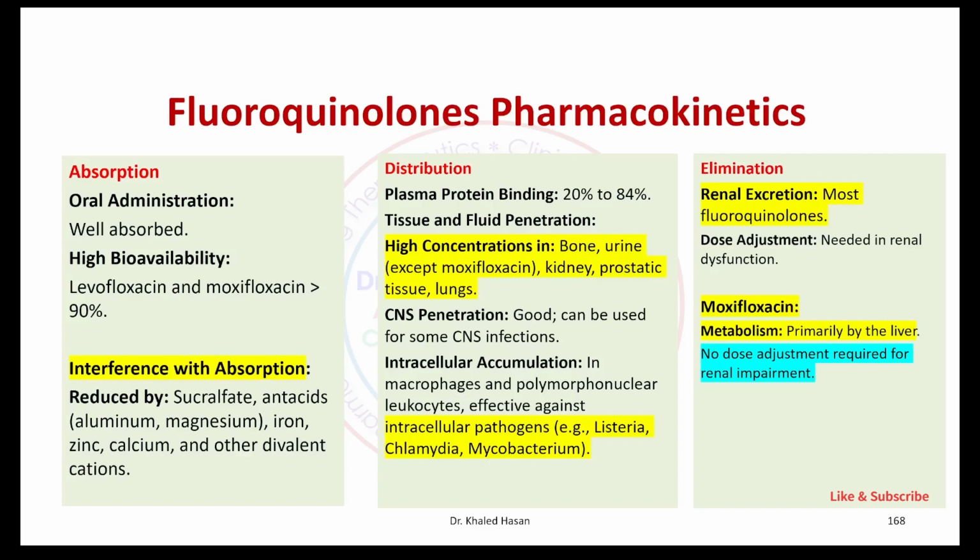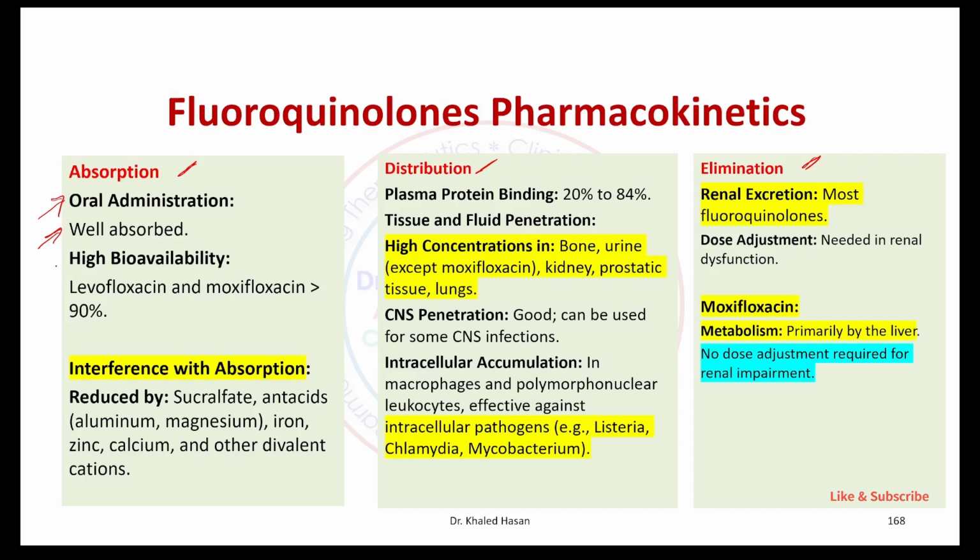Okay, pharmacokinetics of fluoroquinolones. We are going to speak about absorption, distribution, and elimination, the characteristics of the fluoroquinolones. Fluoroquinolones could be prescribed orally or IV. When we prescribe fluoroquinolones orally, they are absorbed well through the GI system.